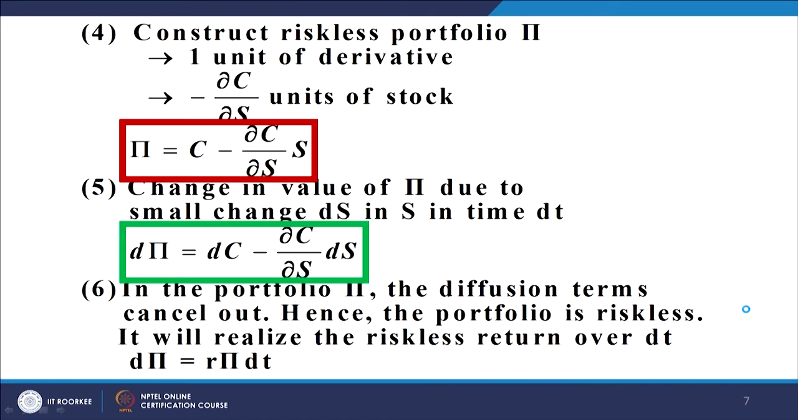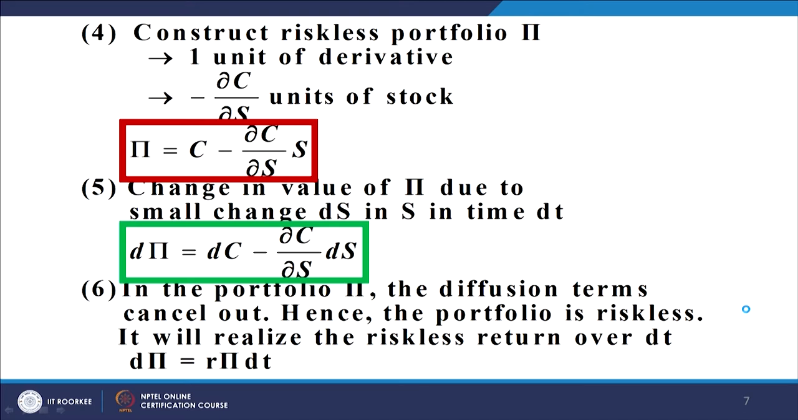Now, the change in value of the portfolio pi due to a small change ds in s in time dt would be given by d pi is equal to dc minus dc by ds into ds. Now, here we are making a very strong assumption. We are assuming that during this time period dt that we are considering, or due to this change in price, the portfolio composition does not change, that is dc by ds does not change. Dc by ds remains constant during the small time period for which we are considering the change in the value of the portfolio.